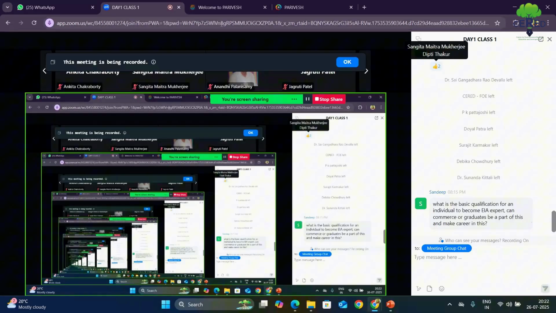But for EIA expert, as per the NABET 2.0 framework, commerce students are not part of the EIA, because they have different criteria of qualifications. They have different sectors of qualifications for their experts in the EIA field. But if you want to continue this as a career, then you must learn many skills and take a few degrees or a diploma to continue your career in this sector.